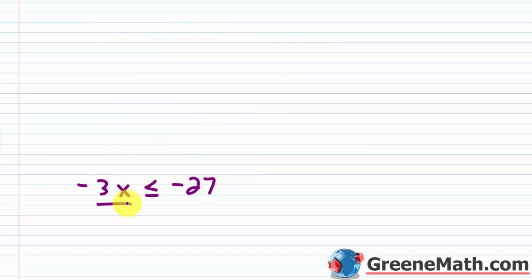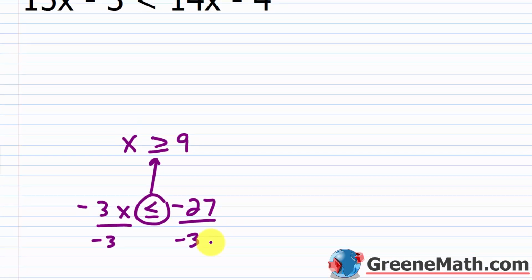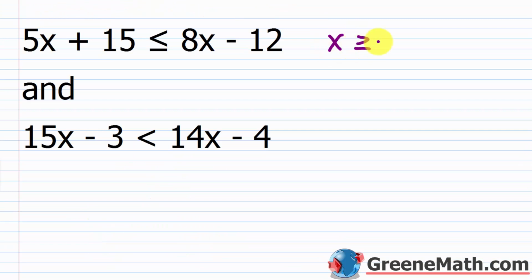If I divide each side here by negative 3, again, what do I got to do? I've got to flip the direction of the inequality symbol. So this becomes a greater than or equal to. I would have x is greater than or equal to. Negative 27 divided by negative 3 is positive 9. So we've got x is greater than or equal to 9.